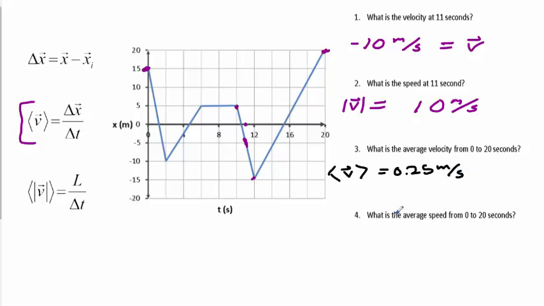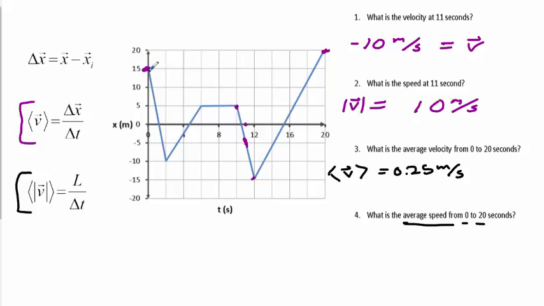Okay, and then we get to what is typically the most difficult problem for students, average speed. Here's our definition for average speed. It says to find the path length and then divide by the time interval. Well, the time interval is still 20 seconds because we're running from 0 to 20. But how do I find the path length? This is difficult for students because you really have to understand the motion, like what it's actually doing. You can't simply look at it as a graph in itself.